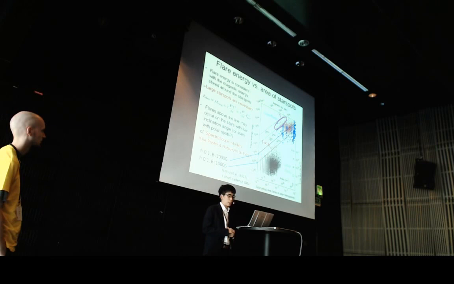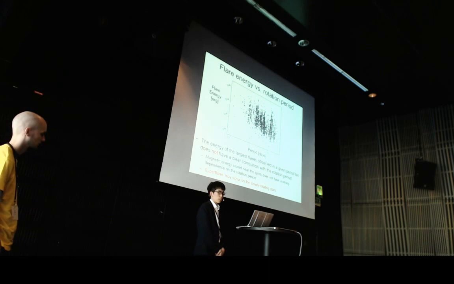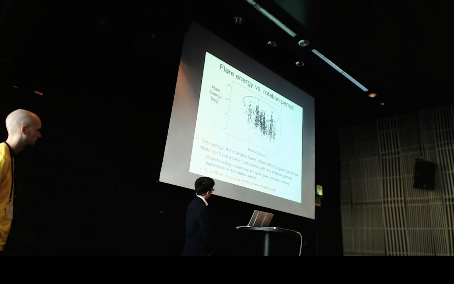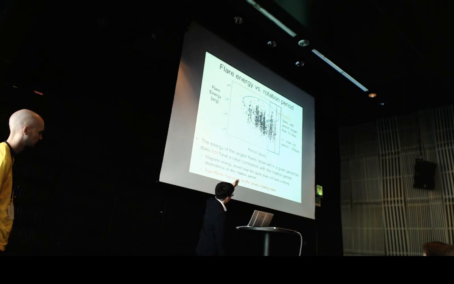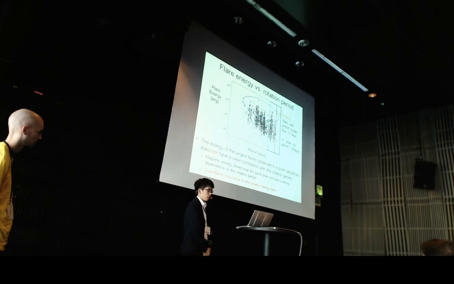Then we plot flare energy as a function of rotation period. In this figure, we cannot see a clear correlation with rotation period. The energy of the largest flares observed in a given rotation period does not have a clear correlation with rotation period. Even slowly rotating stars like the sun, which has a 25-day or so rotation period, also have large superflares. So it can be said superflares may occur on slowly rotating stars like the sun.